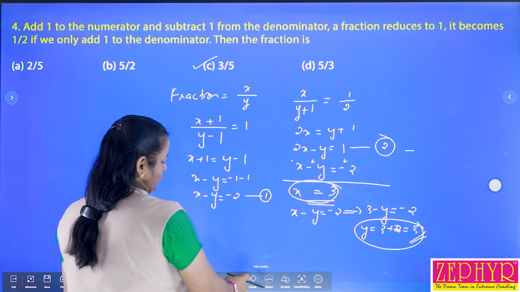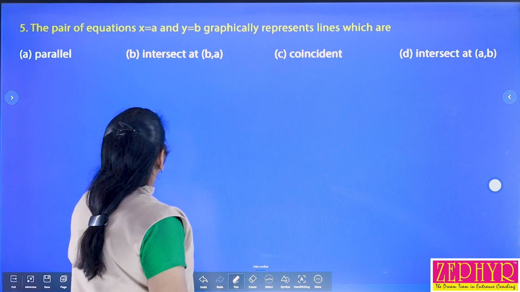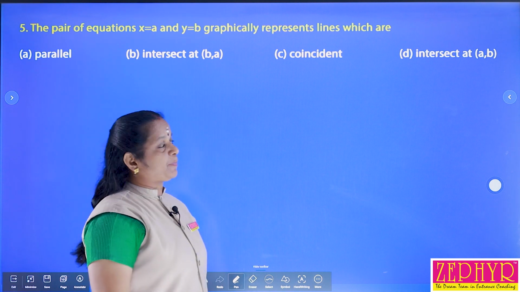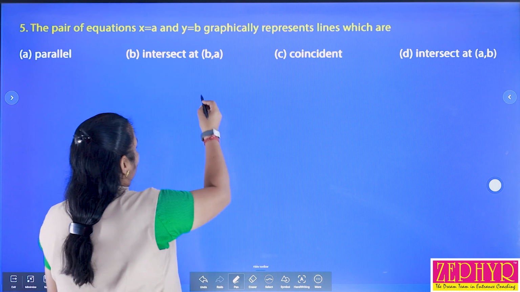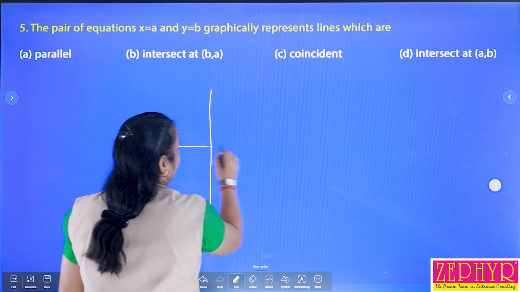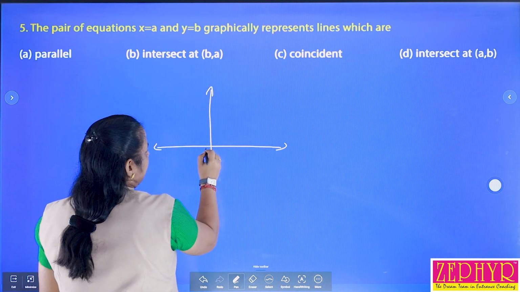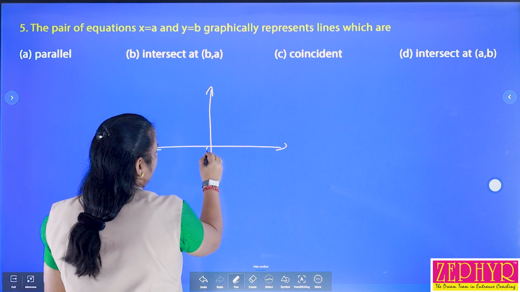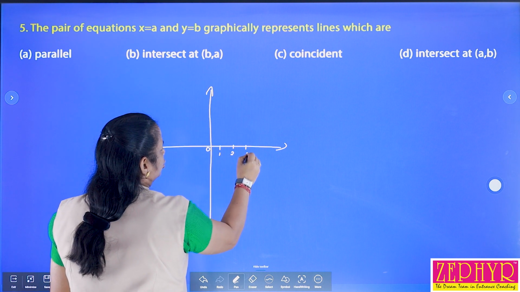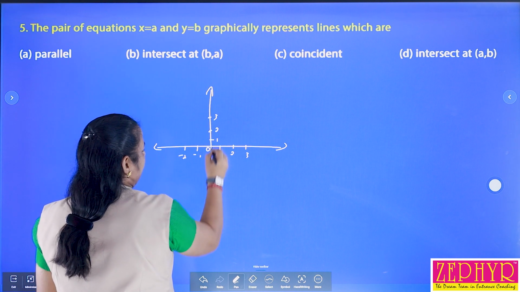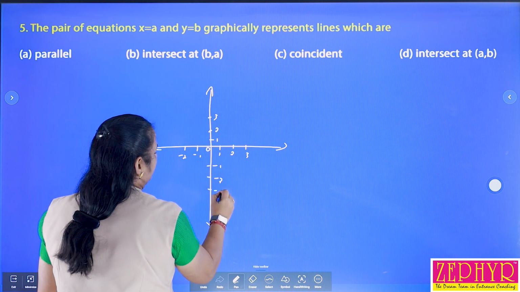Okay, come to the next question. A pair of equations x is equal to a and y is equal to b graphically represent which lines? How can we draw this equation x is equal to a? Let's say it is a constant value. If x is equal to 0, 1, 2, 3 on this side, and minus 1, minus 2, minus 3 on the other side.